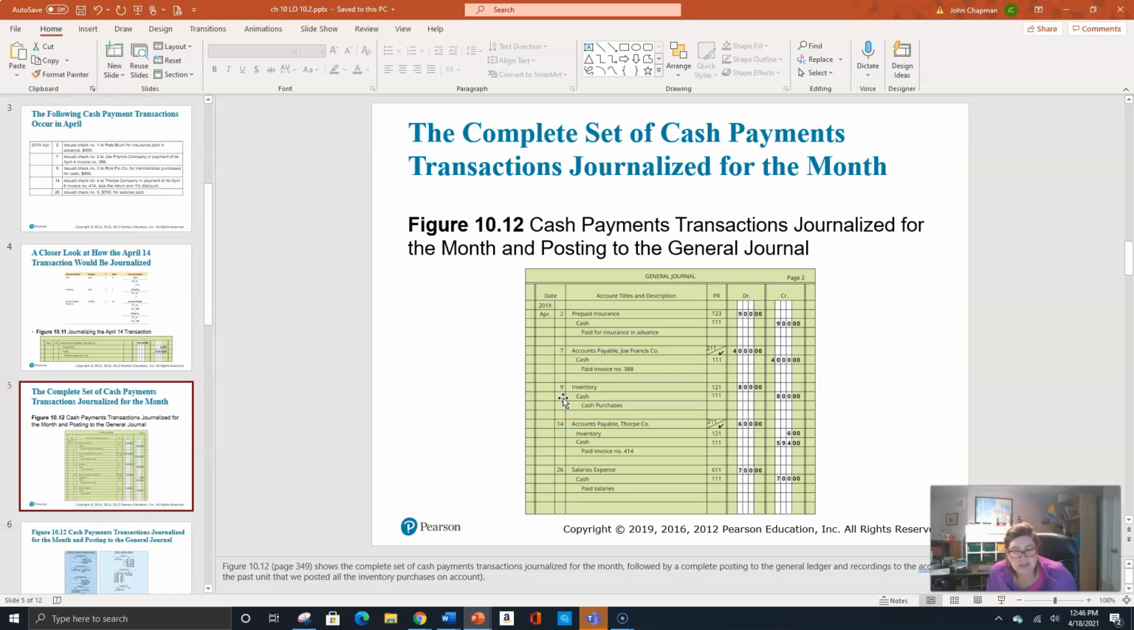And then here we're paying Thorpe again, so we're reducing cash. This is the journal entry we just went over on the previous page. And then here we're paying out our salaries.